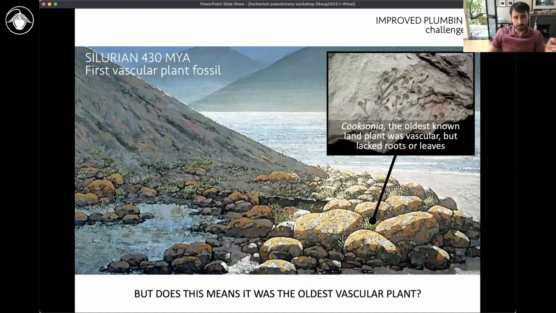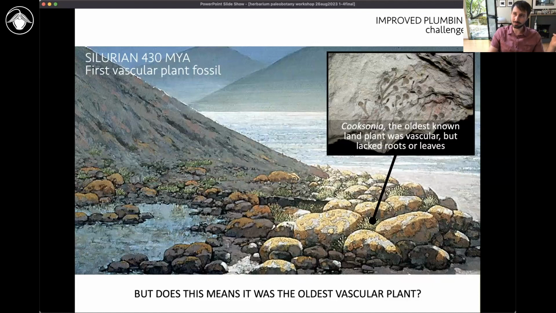So we see the first instances of this in Cooksonia, basically the earliest known land plants that are vascular. Cooksonia are basically like little green tubes, tuning forks that have spore-bearing capsules, which we'll talk a little bit more about shortly, but they lacked roots and they lacked leaves. So they were photosynthesizing through these axes, these little stems they were putting up.